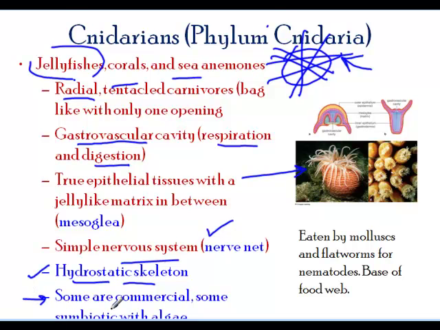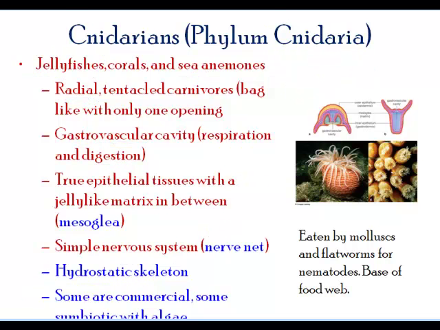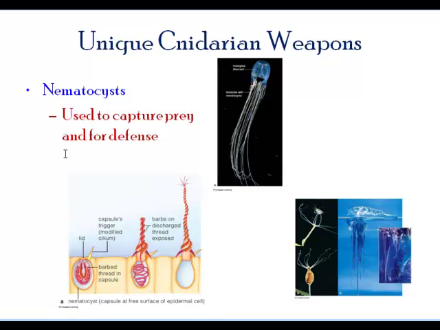Some are commercial and some can be symbiotic with algae. So this way they can live by themselves or they can live along with the algae in a symbiotic relationship. The next group we want to look at are the nematocysts, and they are very unique organisms that capture prey and use it for defense, and they will be the ones that will sting you.